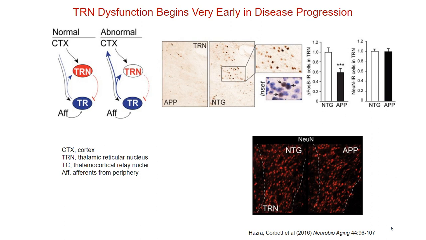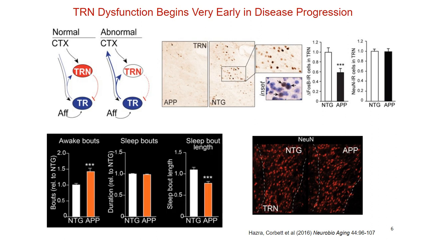So how does this affect sleep? If TRN is hypoactive, there will be no blocking of sensory information going to the cortex that would interrupt sleep. Indeed, that's what we found: the APP mice experience more frequent interruption during sleep, using video monitoring and software analysis. That shows here a 50% increase in the number of awake bouts and a significant decrease in the average length of sleep bouts.